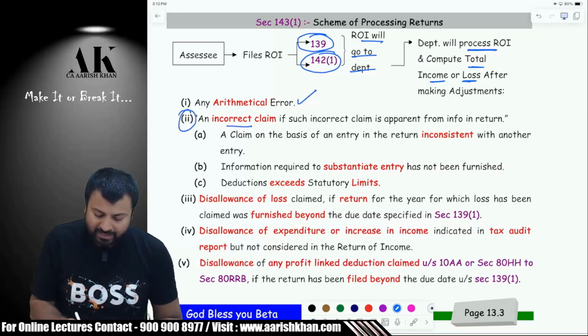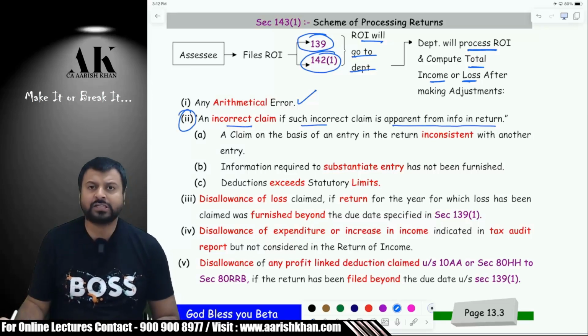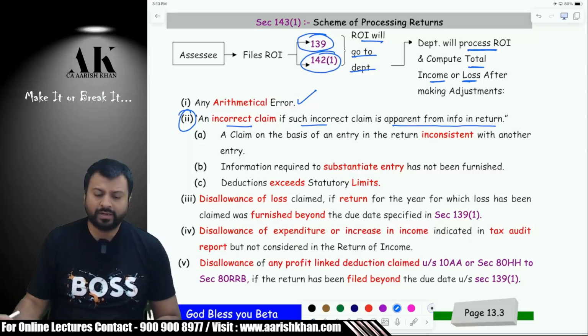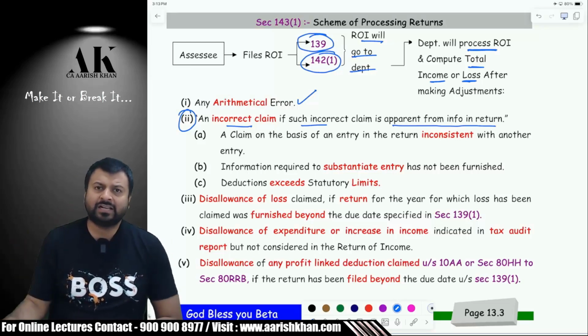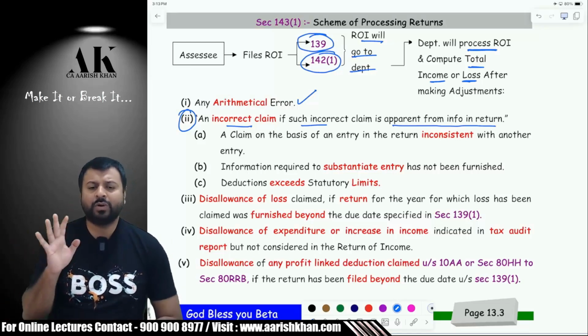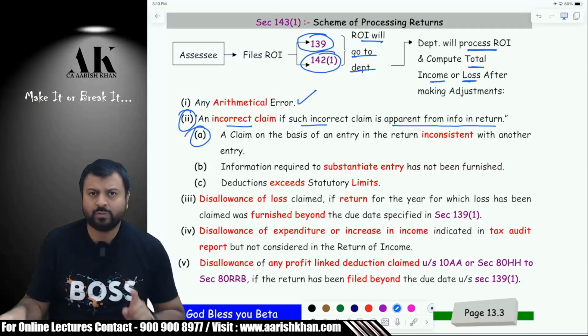An incorrect claim, if such incorrect claim is apparent from information in the return. Now this point includes 3 points. What are the 3 points which are included in this point? First one, a claim on the basis of an entry in the return is inconsistent with another entry in the same return. Now what do I mean by this? I'll give you one example.